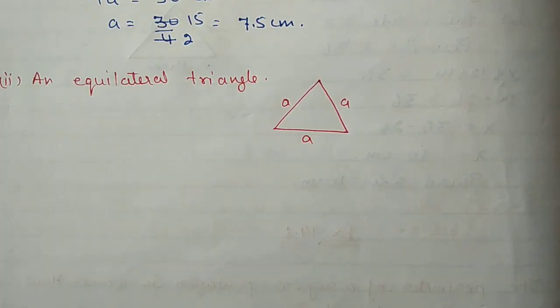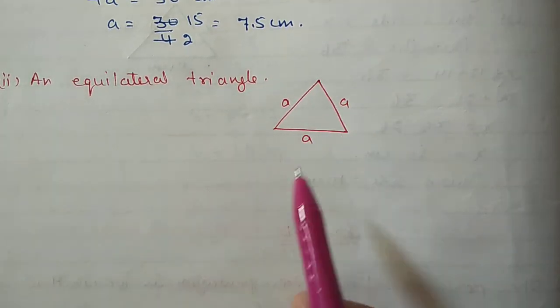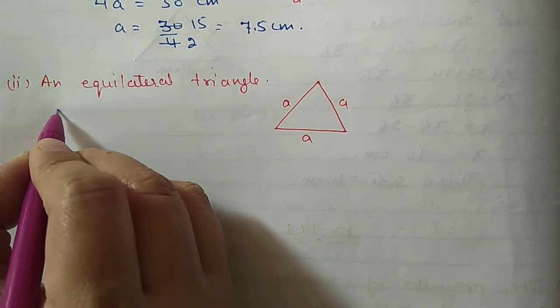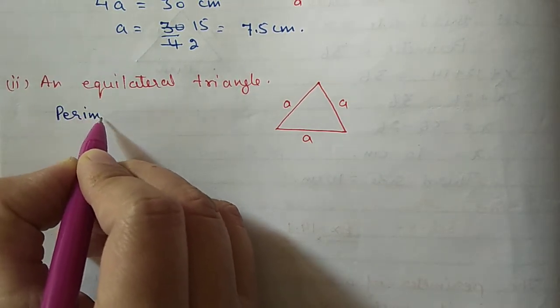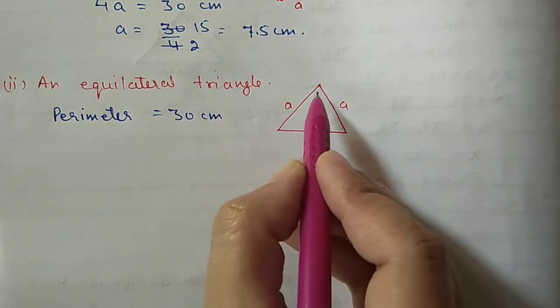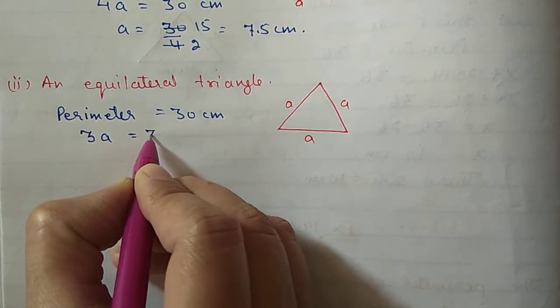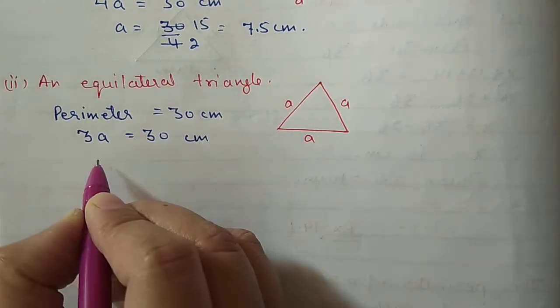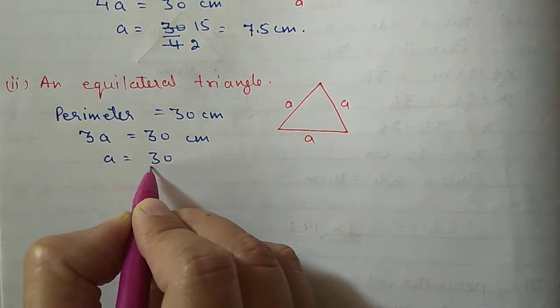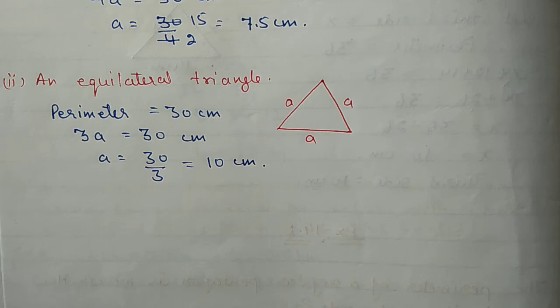Second part: if we bend the string in the form of an equilateral triangle. Equilateral triangle means all three sides are equal in length, and this string will become the perimeter of the triangle. So the perimeter is equal to 30 centimeter, and according to this figure the perimeter is equal to 3A, equal to 30 centimeter. So A is equal to 30 by 3, we get 10 centimeter. So each side of this triangle is 10 centimeter.